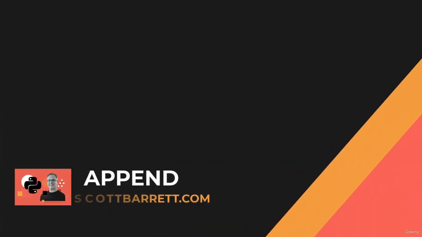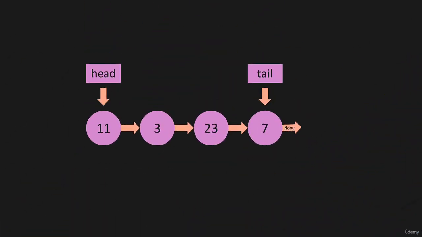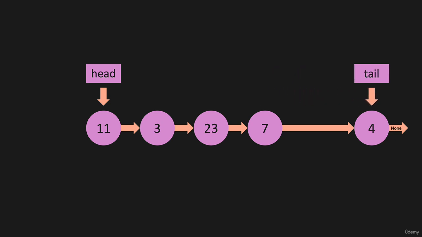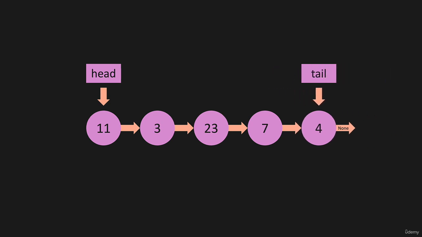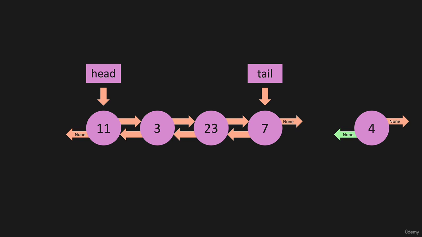Okay, so let's do our append method. And I'm going to start by bringing up our singly linked list. And when we added an item with a singly linked list, we just pointed this arrow over, moved tail over, and that added it into the list. When we have a doubly linked list, the only difference is we have these arrows going the other way.